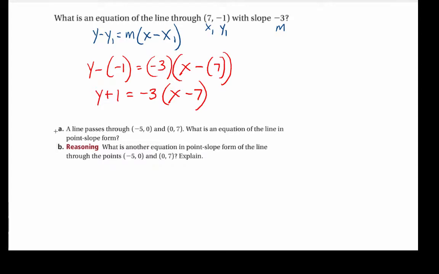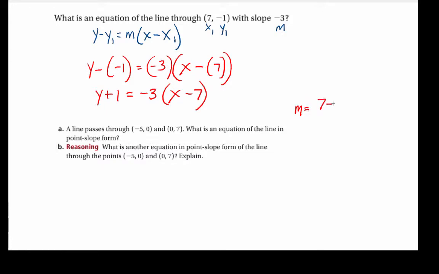So example A down here, we're told a line passes through negative 5, 0 and 0, 7. What is an equation of the line in point-slope form? Well, the first thing you might do is, all right, we're going to use point-slope form, but we're not given a slope, but we have 2 points. Anytime we have 2 points, we can always calculate the slope.